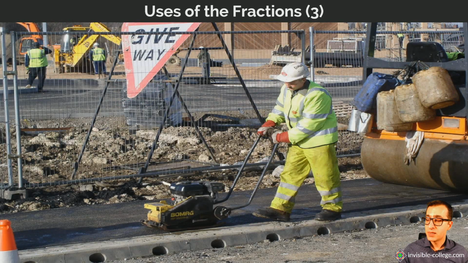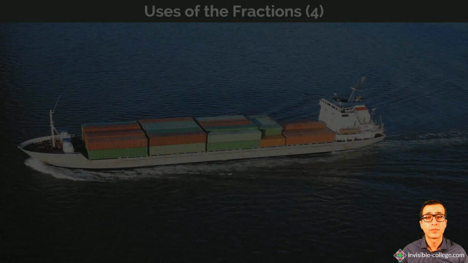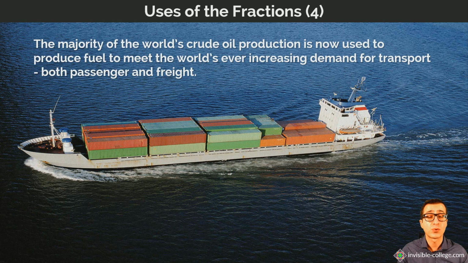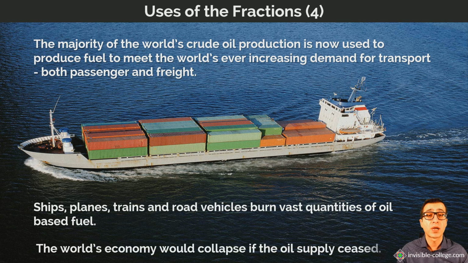So here we can see the use of one of these fractions, bitumen. Every fraction from crude oil has a use. Even the heavy molecules that don't vaporize in the fractionating column are used as bitumen for surfacing of roads and pavements. Now, the majority of the world's crude oil production is now used to produce fuel to meet the world's ever-increasing demand for transport, both passenger and freight transport. So ships, planes, trains, and road vehicles, they all burn vast quantities of oil-based fuels, and the world's economy would collapse if the oil supply was to cease.